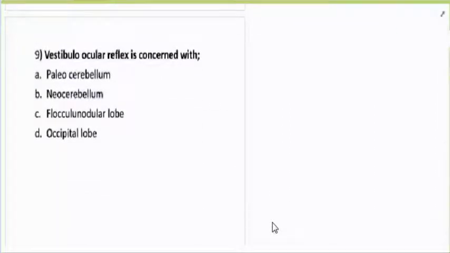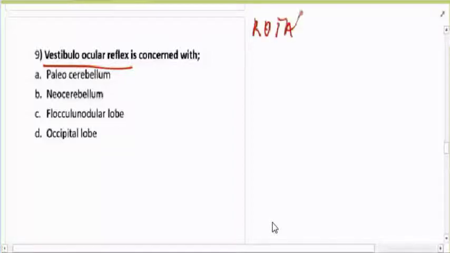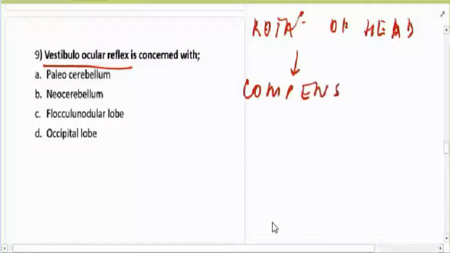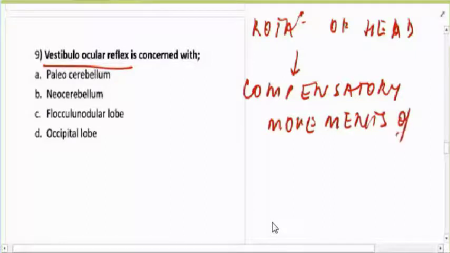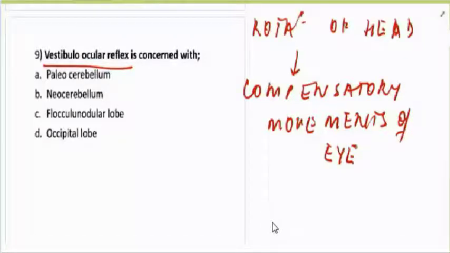Next, let's see vestibular ocular reflex. What is vestibular ocular reflex? In vestibular ocular reflex, rotation of the head causes a compensatory movement of eyes. This is called the vestibular ocular reflex. There will be an inhibitory signal to the extraocular muscles of one side, and excitatory signals to the other. This results in a compensatory movement of the eye.